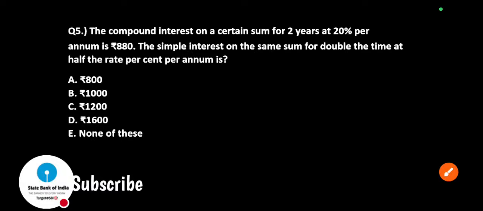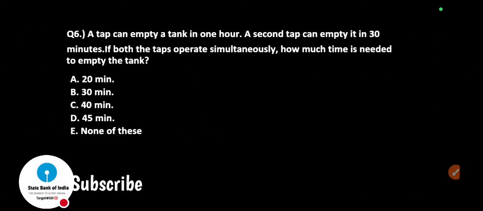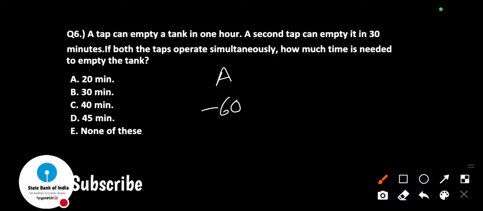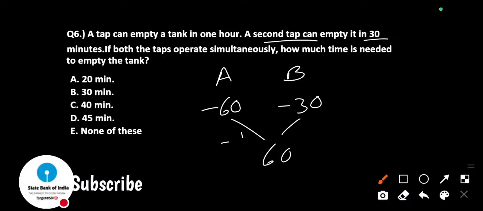Next question, we are going to see the sixth question of arithmetic. A tap can empty a tank in 1 hour. So the first pipe can empty the tank in 1 hour, means 60 minutes. A second tap can empty it in 30 minutes. So let's take LCM 60, so it will be -1, and -2.